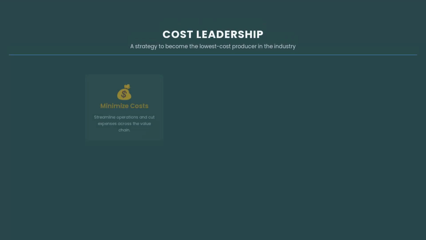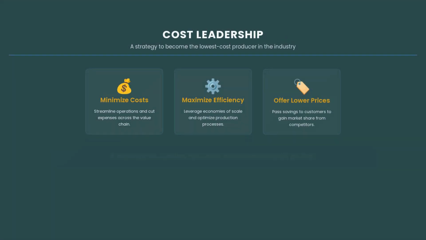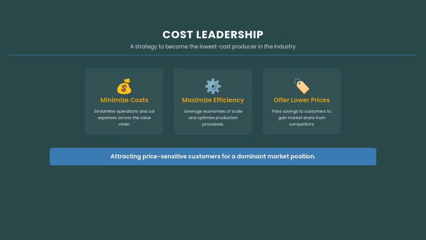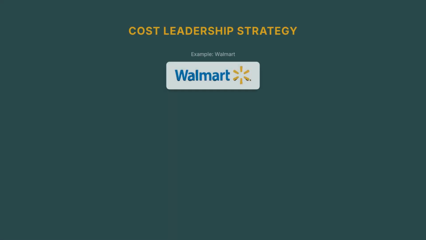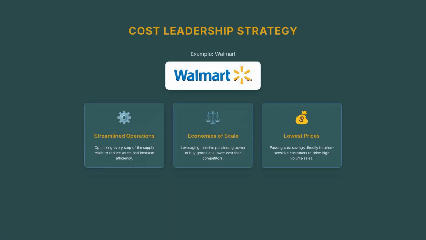First, let's discuss cost leadership. This strategy aims to become the lowest cost producer in the industry. By minimizing costs and maximizing efficiency, companies can offer lower prices than competitors, attracting price-sensitive customers. Example: Walmart is a classic example of cost leadership. By streamlining operations and leveraging economies of scale, Walmart offers the lowest prices on a wide range of products.